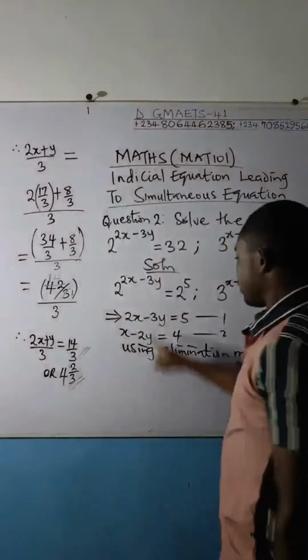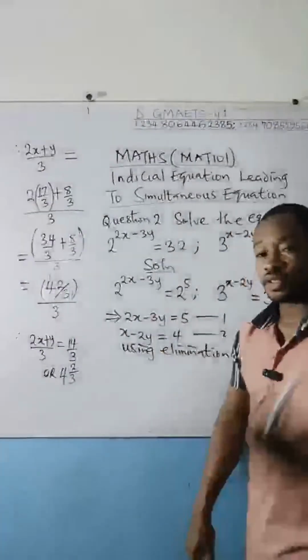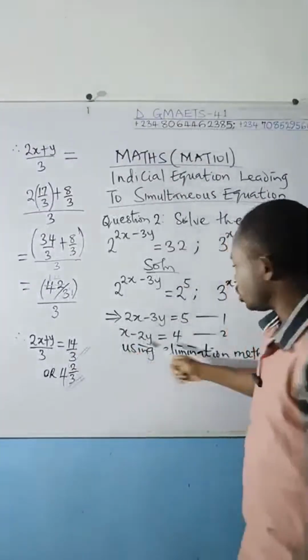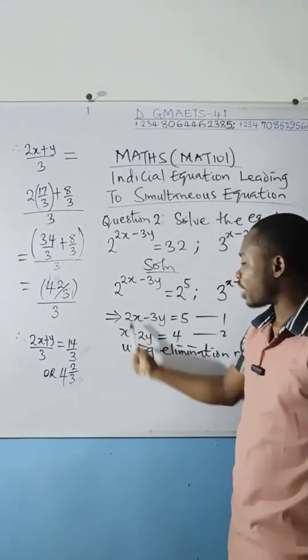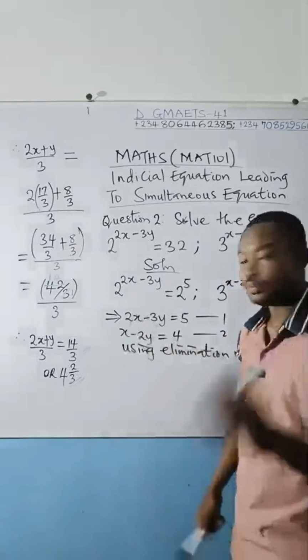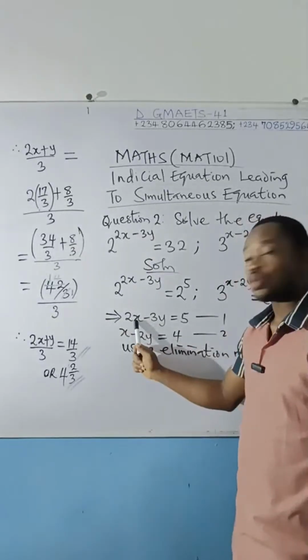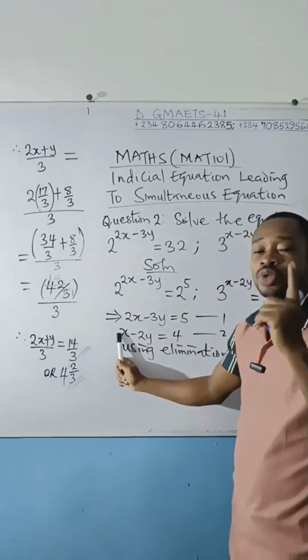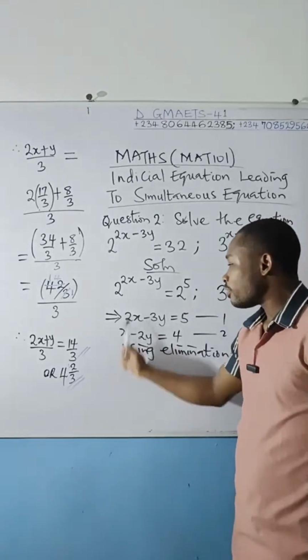Okay, so coming over here, I said we are using the elimination method. I've decided to eliminate x. To do that, I'll make sure that the coefficient of x in equations 1 and 2 are the same. Here, the coefficient of x is 2, and here, the coefficient of x is 1. So I want to make both of them 2.